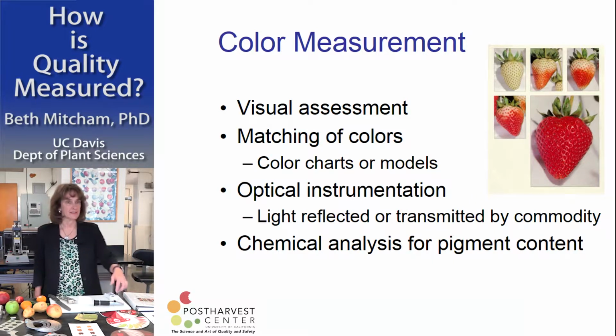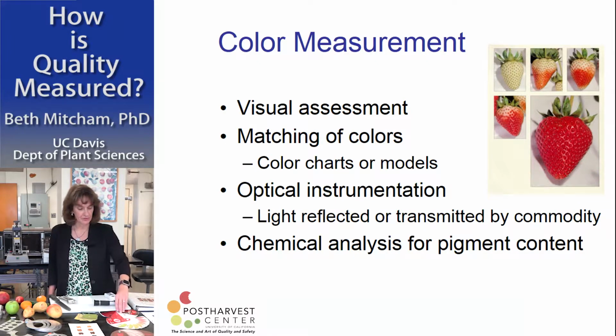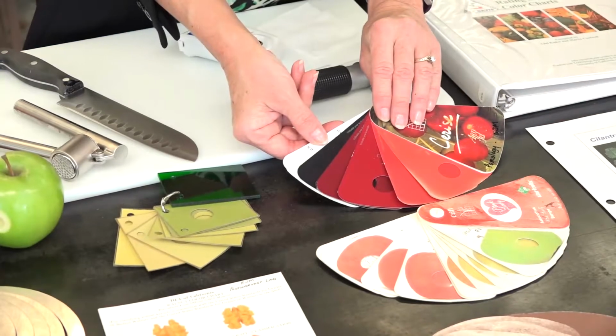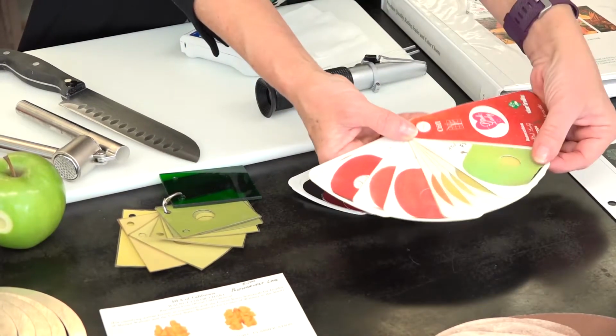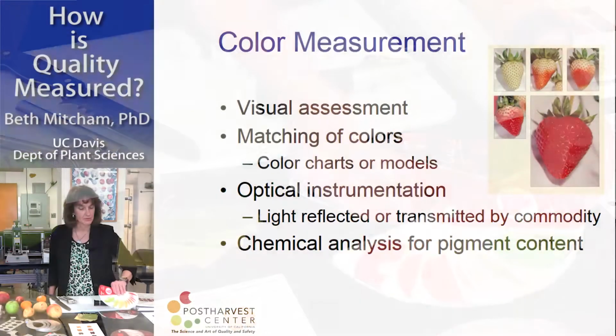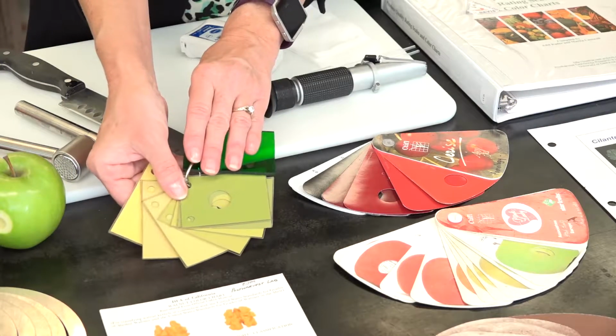We can also try to match the color to different color charts. So here you can see some different color charts. This one is for sweet cherry. This one is for pink lady apples. This one here is for peaches and nectarines to measure the background color.